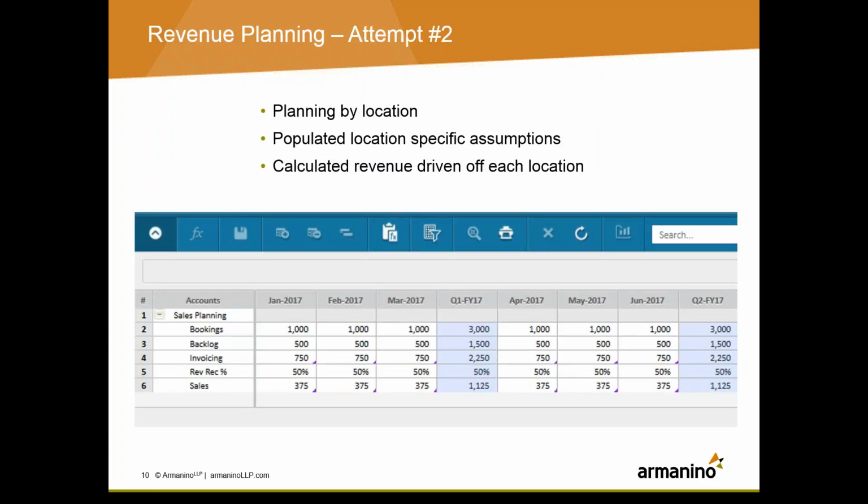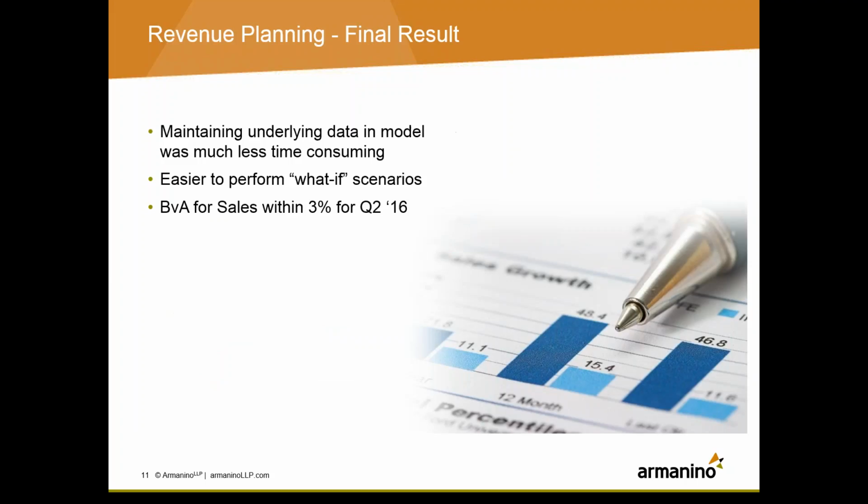So we went to revenue planning attempt number 2. We took out the employee level detail, and the company did some analysis and ended up populating their revenue assumptions and booking all of their backlog and invoicing by location, so location and product. And this was great. We had less maintenance, so going forward, they just had to make sure that each of the regions had their assumptions populated. They didn't have to worry about maintaining a list of sales employees, and it was easier to just track everything.